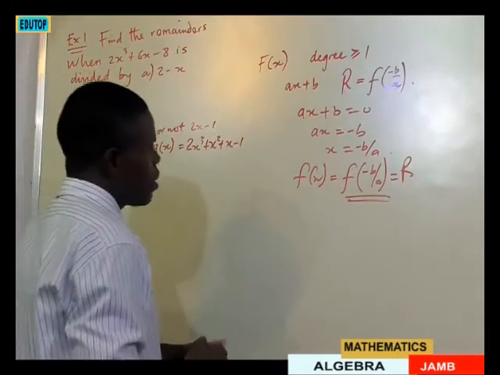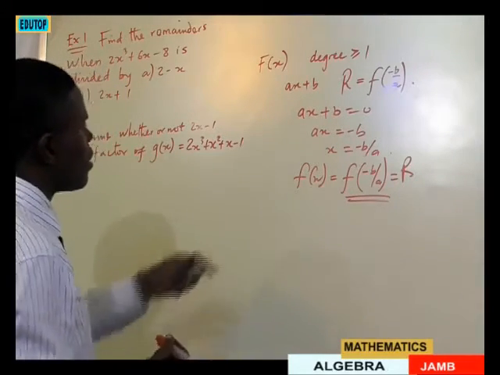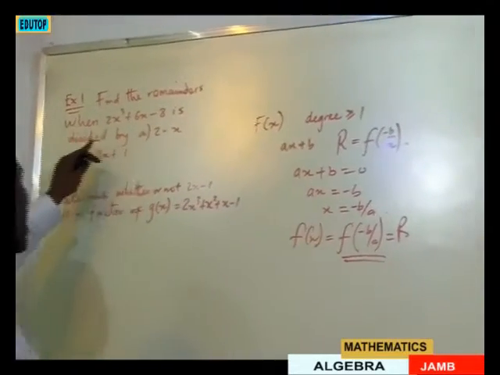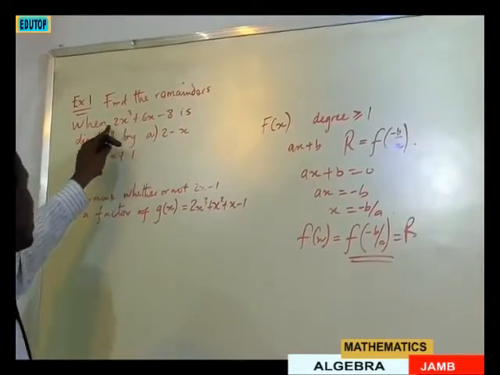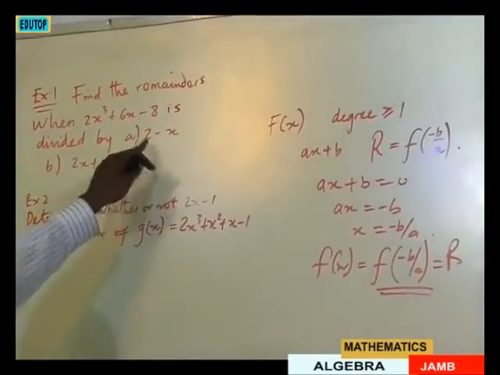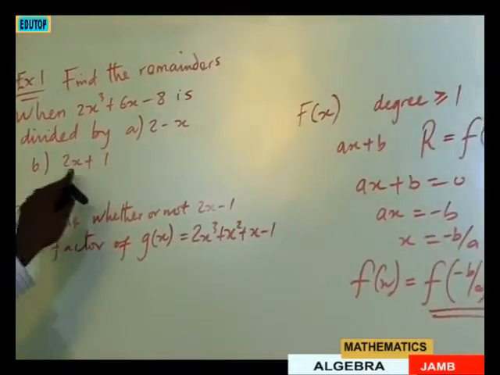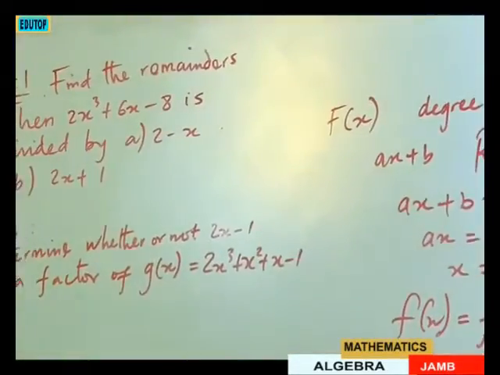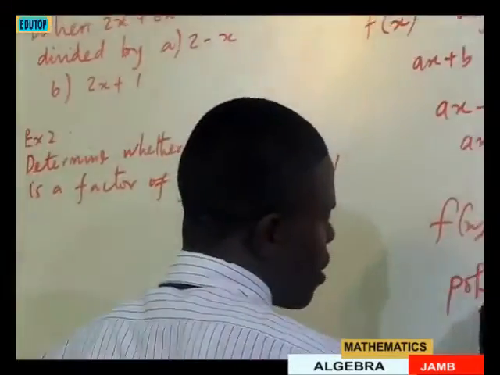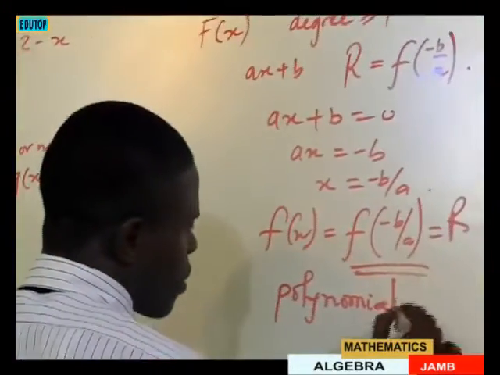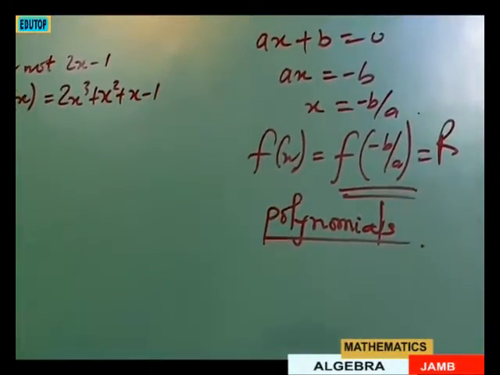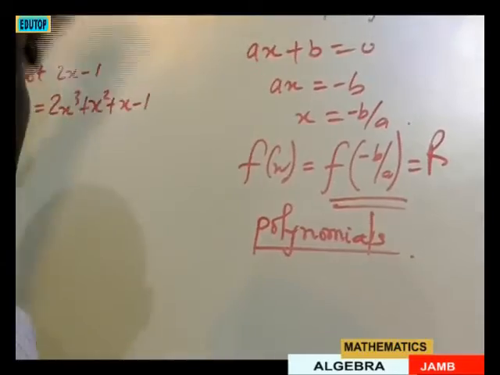Also, let's see an example to justify this remainder theorem. Let's look at this example. Find the remainders when this is divided by a, 2 minus x, b, 2x plus 1. If you have not solved any question under this particular type of polynomial, this is an opportunity. So the question asks us to find the remainder.